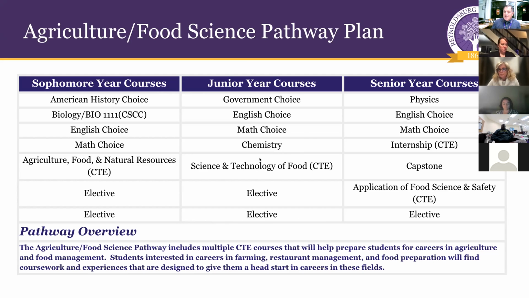So again, you'll see that the pathway specific course here is science and technology of food. And as you get into that senior year, you've got physics, your English choice, your math choice. All of our pathways, you'll see an internship for the senior year and a capstone. Then we have application of food science here and another elective that you can choose to take that senior year. Okay. So again, these slides are going to be pretty similar as we go year to year or pathway to pathway, but wanted to make sure that we're addressing that.